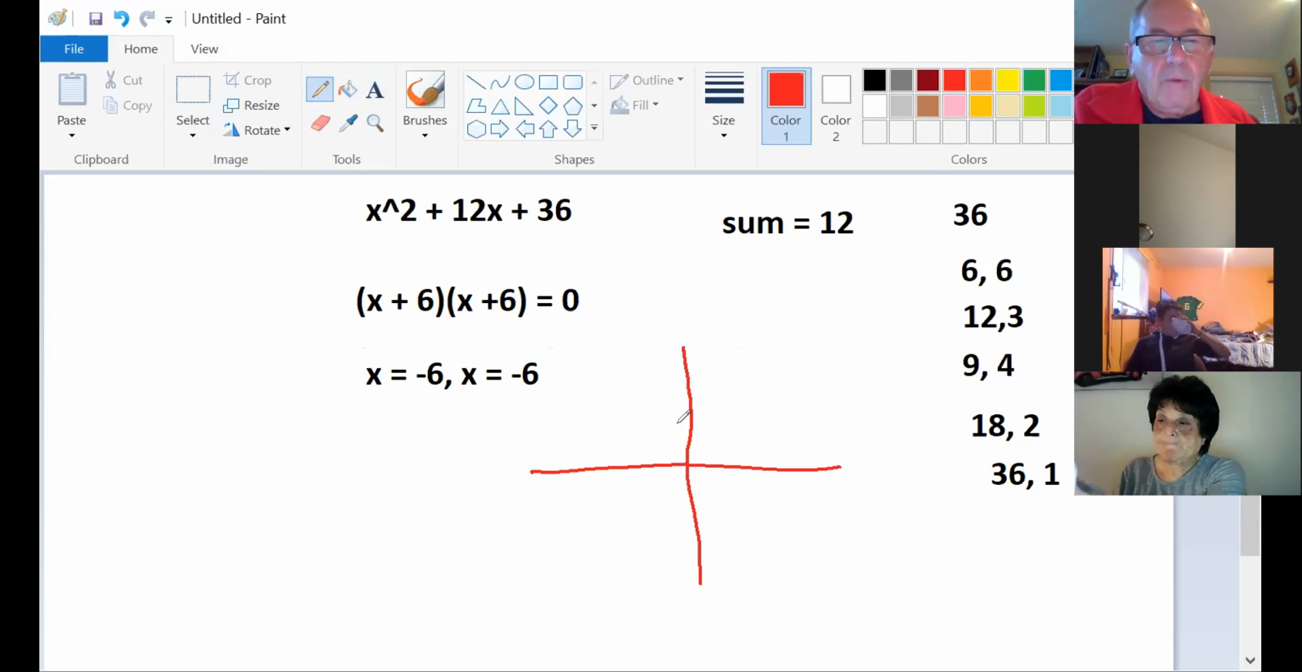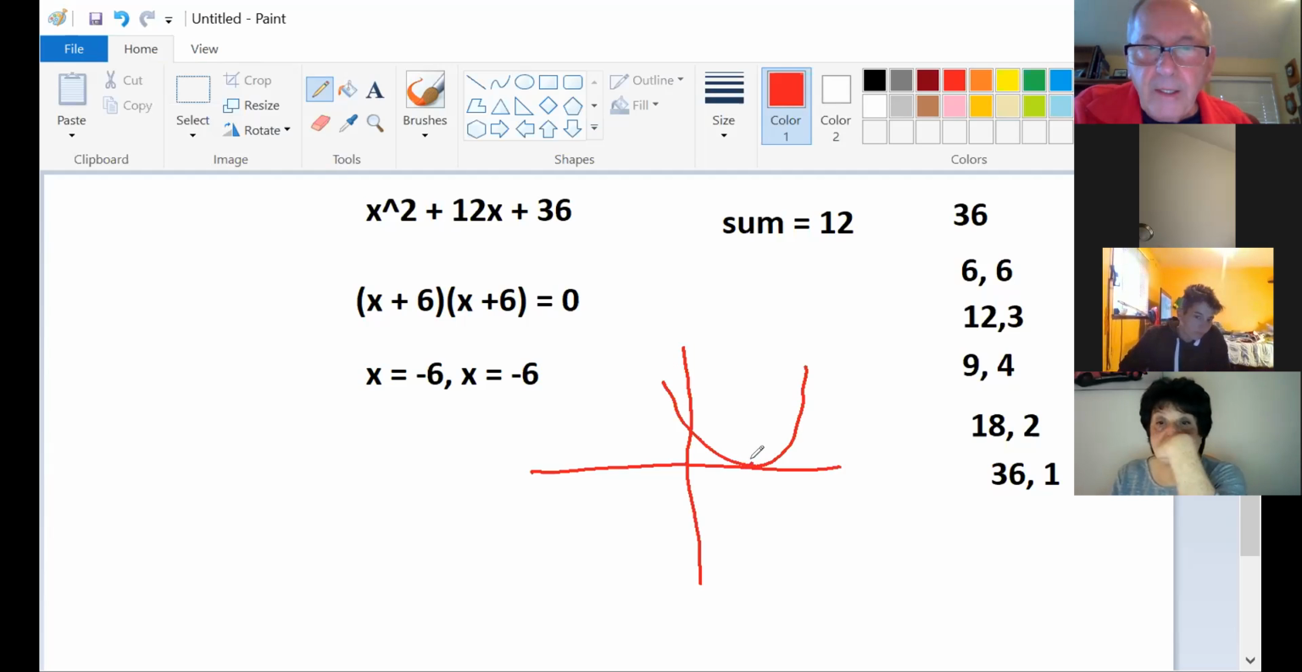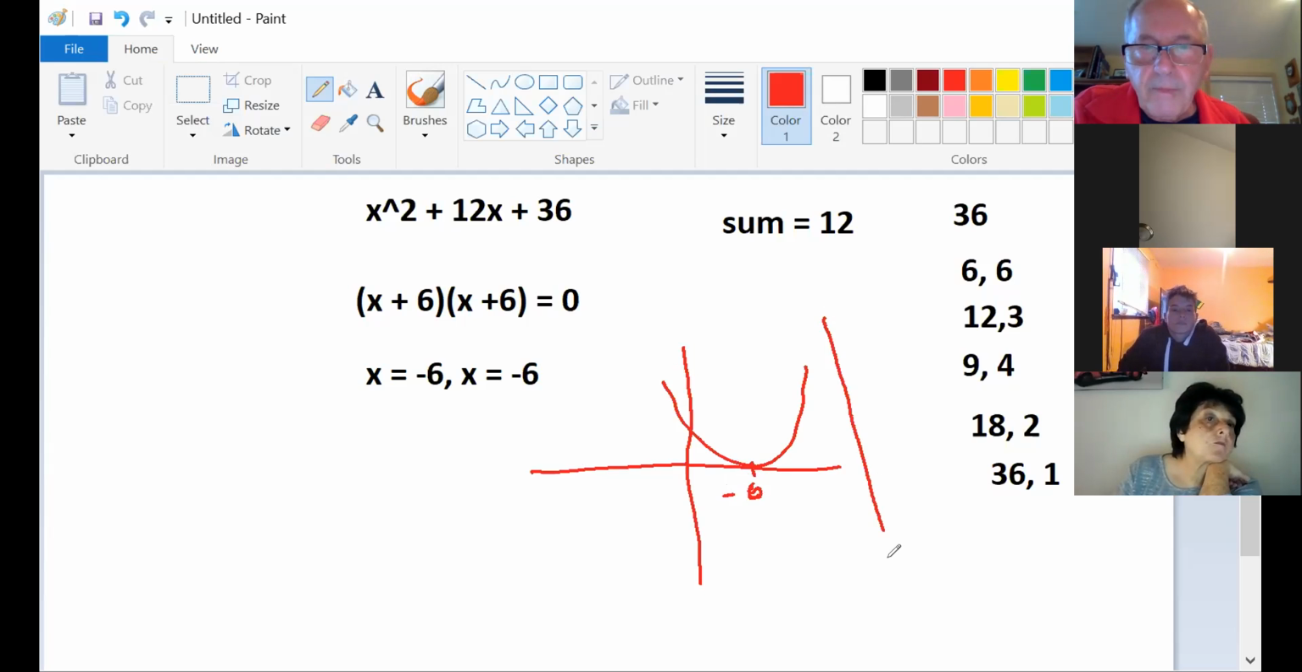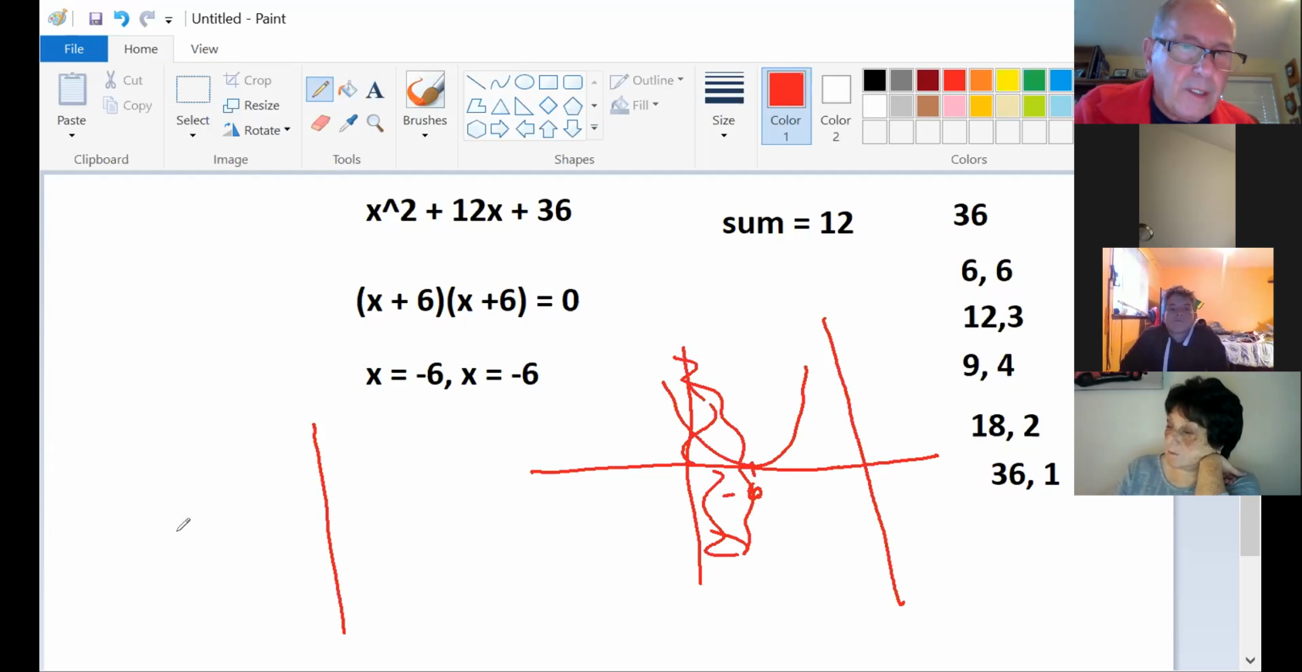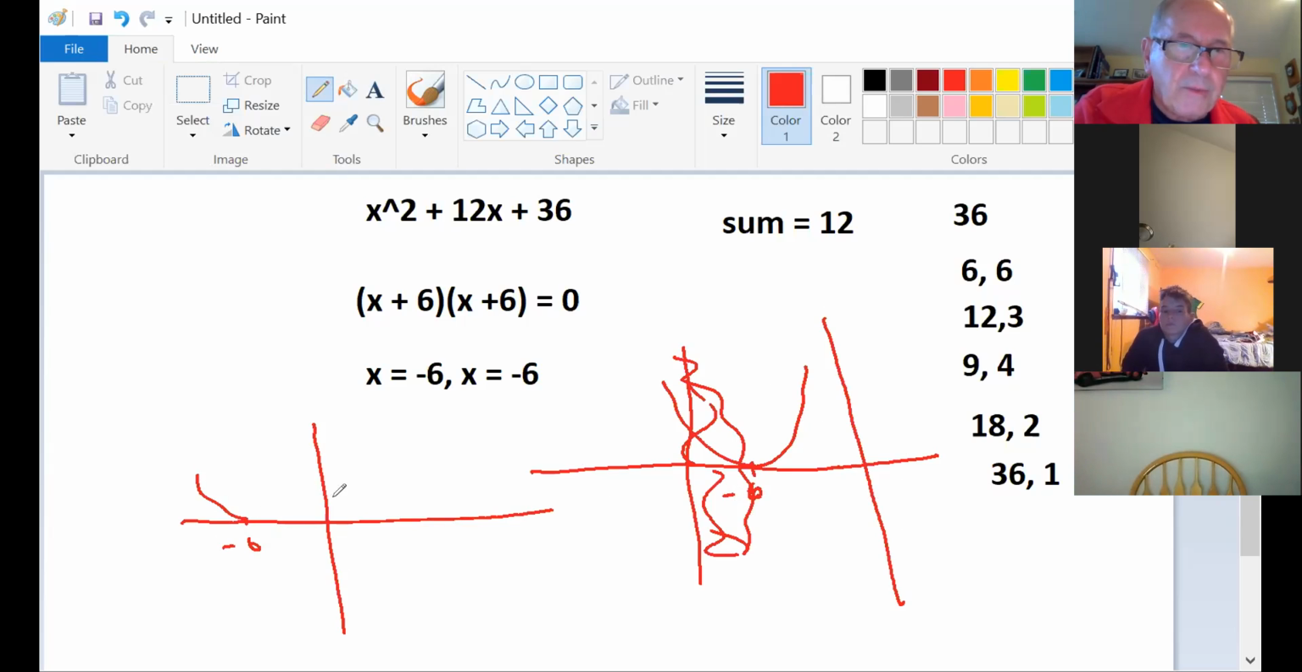Well, what it means is that it only touches the x-axis one spot on the Cartesian plane. This parabola goes up like this, right? This would be 6. Or excuse me, I'm over here. This would be -6. So I'm on the wrong side. In other words, it only touches at one spot. -6 is over here. So it'd be like this, right? That parabola would go up like that.